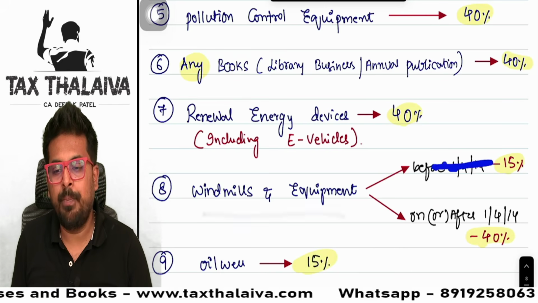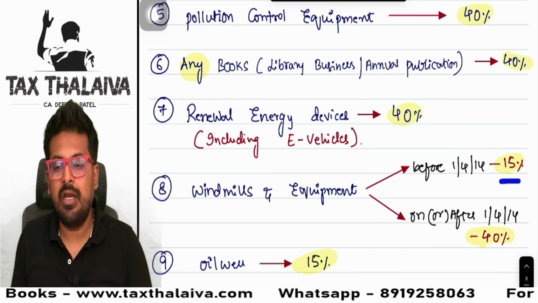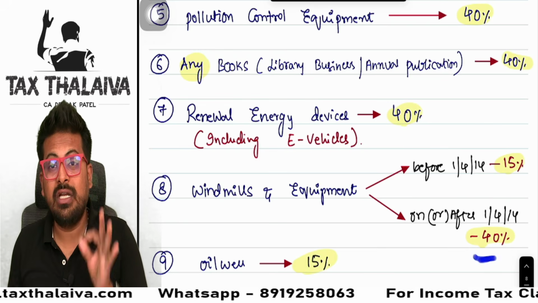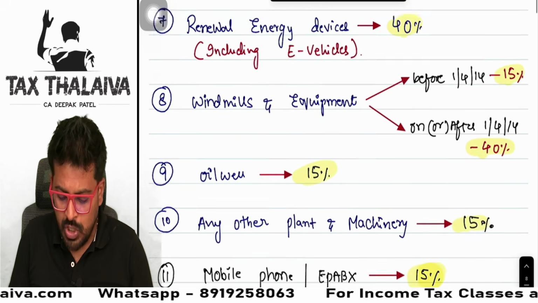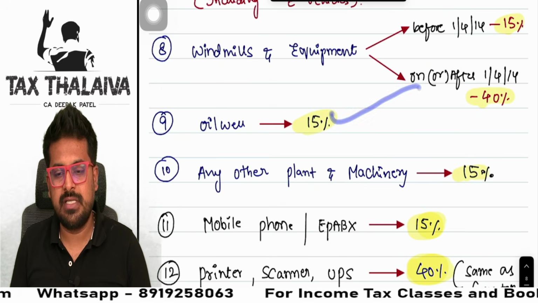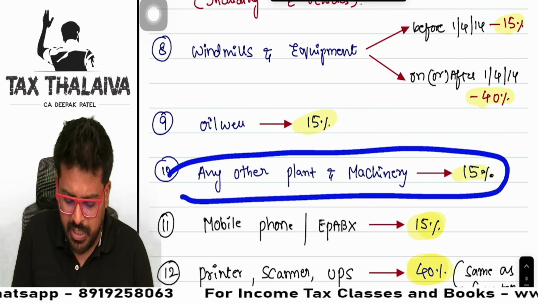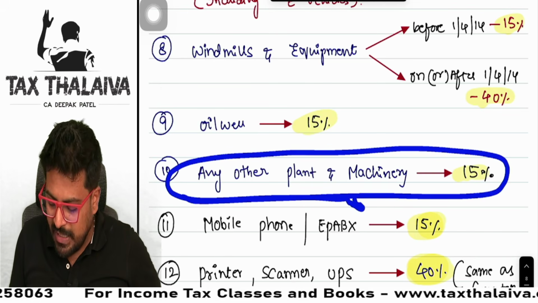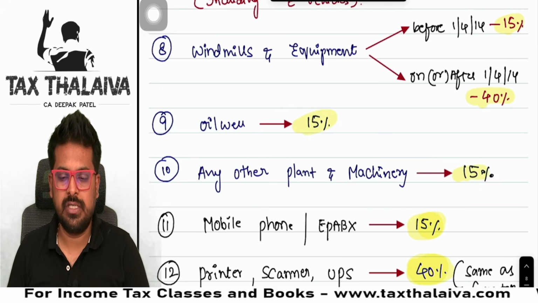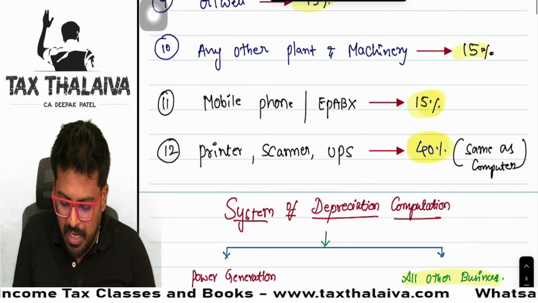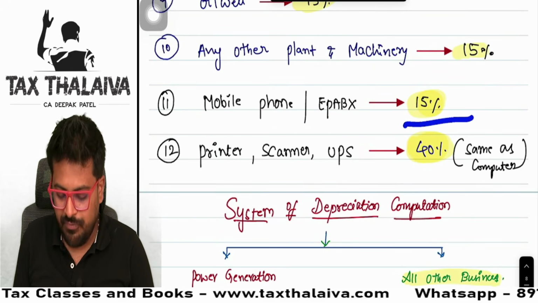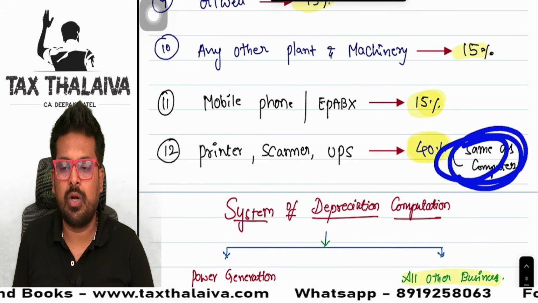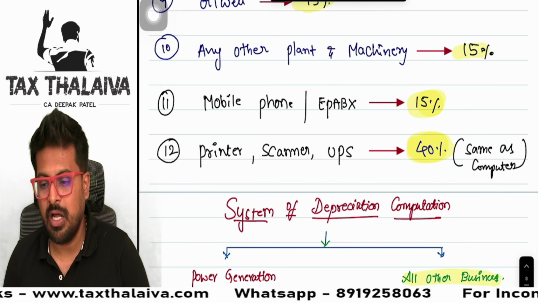Renewable energy devices, including e-vehicle, if you have, that 40% you can claim as depreciation. Windmill and equipment, if you purchased before 1/4/2014, 15% you can claim, and on or after 1/4/2014 you can claim 40% depreciation. Oil wells, you can claim 15% depreciation, and any other plant and machinery, guys, whichever is not mentioned specifically above, you can claim 15% as depreciation. Mobile phones and EPABX, you can claim 15%, and printer, scanner, UPS, these are treated as computer only, you can claim 40%.